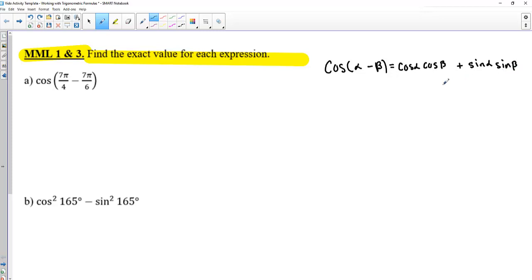And so what we can do is use this formula, where this is our alpha, and 7 pi over 6 is our beta. So this should be equal to cosine of 7 pi over 4 times cosine of 7 pi over 6, and then plus the sine of 7 pi over 4 times the sine of 7 pi over 6. Now we have to evaluate each of these trigonometric expressions, and the easiest way to do that is probably to rewrite these in terms of sines and cosines of their reference angles. So we need to first find where 7 pi over 4 lives, and then where 7 pi over 6 lives.